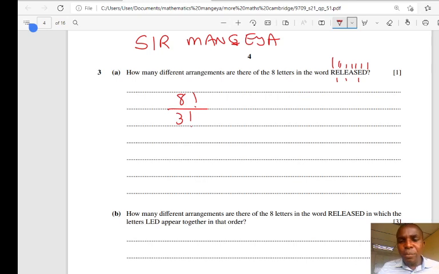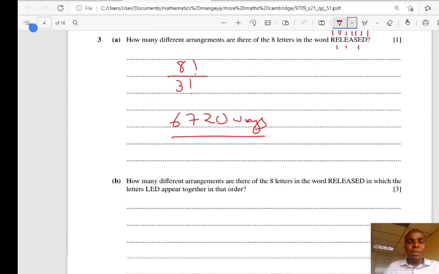Are there any repeated letters? Let's say if there were 2 more repeated letters, we're supposed to say 3 factorial times 2 factorial, then you can find the number of ways. But in this case, you just say 8 factorial divided by 3 factorial. Then you get 6720. So these are the arrangements that can be made.